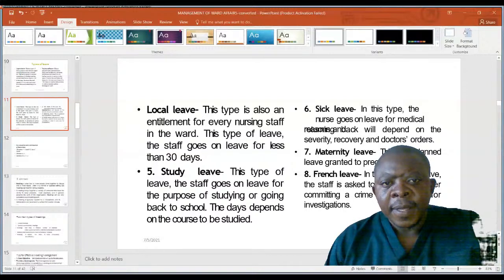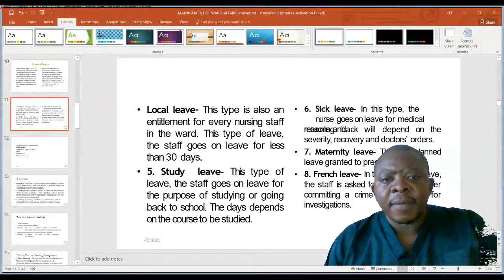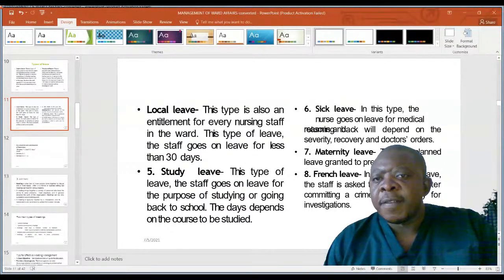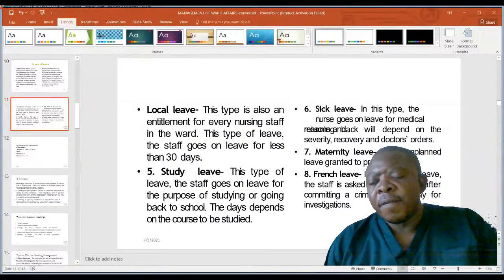Then there is study leave. In this type of leave, the staff goes on leave for the purpose of studying or going back to school. The days depend on the course to be studied. Then there is sick leave. In this type, the nurse goes on leave for medical reasons and comes back depending on the severity, recovery of the patient and the doctor's orders.